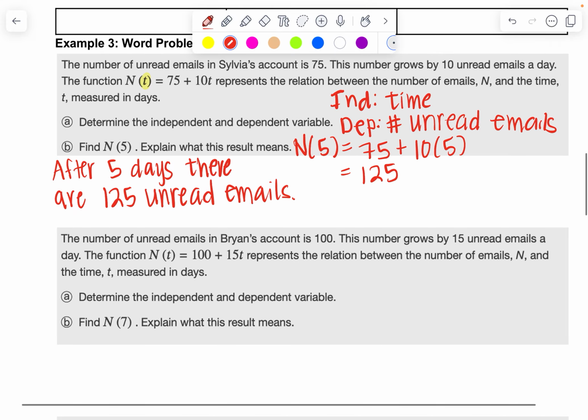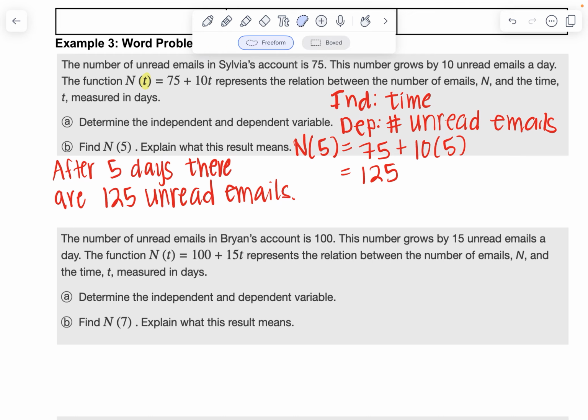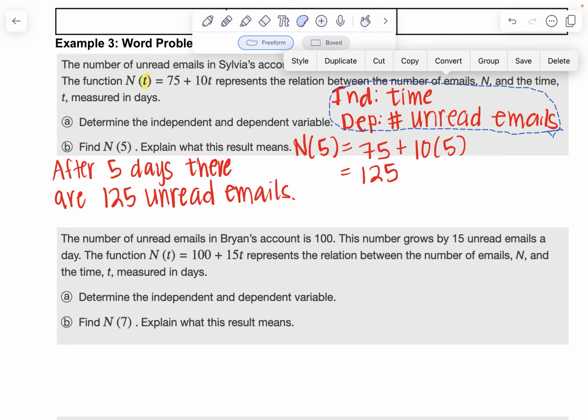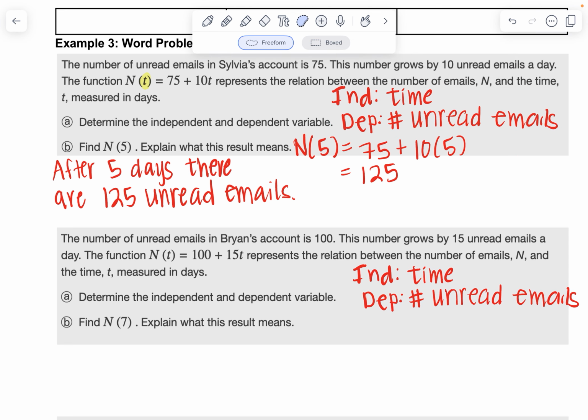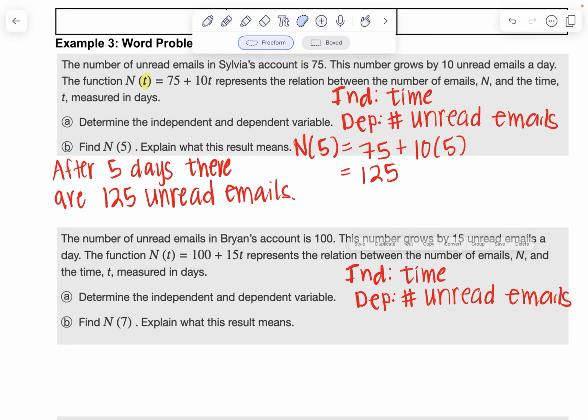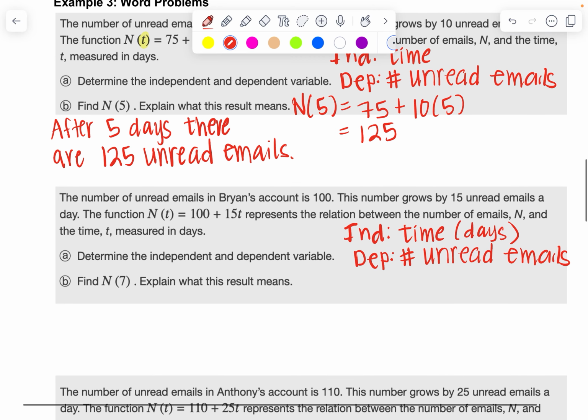The number of unread emails in Brian's account is 100. The number grows by 15 unread emails a day. The function n of t equals 100 plus 15t represents the relation between the number of emails and the time measured in days. Determine the independent and dependent variables. Well, that's the same thing as our example above. So independent is time. We should maybe say that it's time in days. The dependent variable is the number of unread emails.